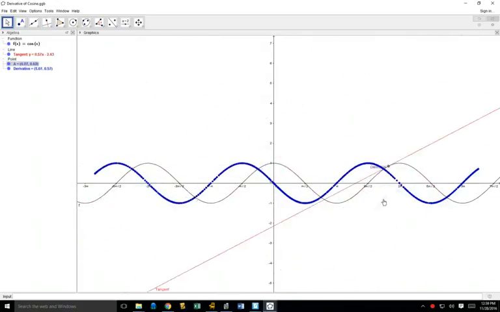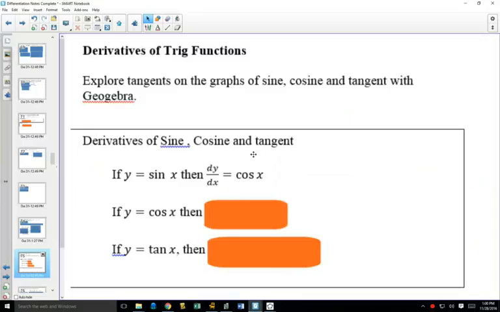So our guess was the derivative of cos was sine. Is this sine? No, this isn't a sine graph. What is this? It's a negative sine graph. Okay, so we were close on our guess. What do you think the derivative of tangent will be? Cotangent?